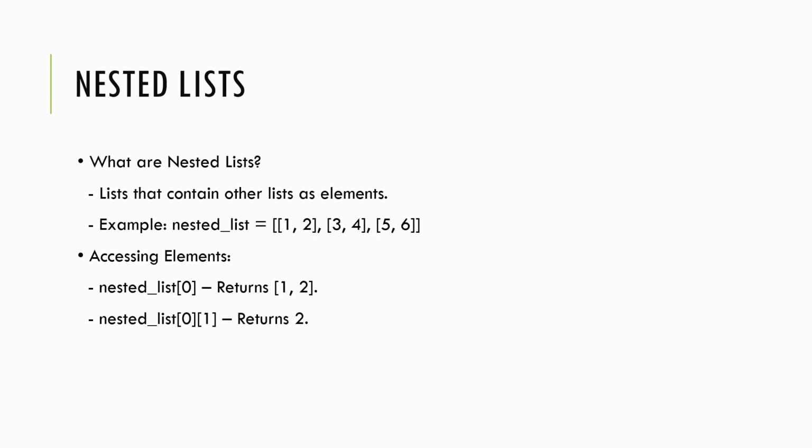Next, let's talk about nested lists. A nested list is a list that contains other lists as elements. For example, nested_list = [[1, 2], [3, 4], [5, 6]]. You can access elements within nested lists by using multiple indices. For instance, nested_list[0] gives us the first list [1, 2], and nested_list[0][1] gives us 2.